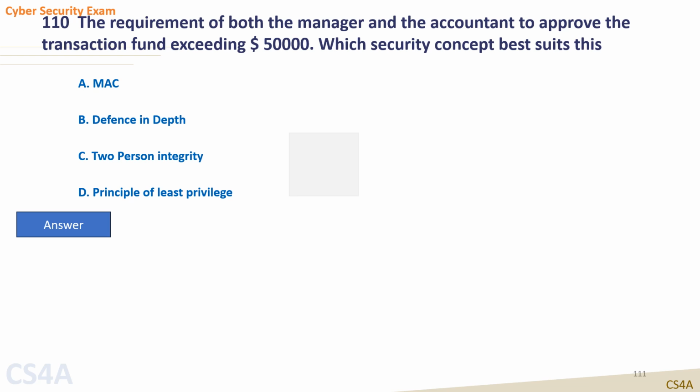Two-person integrity, that's the correct answer, because two-person integrity states that if you want to do any single operation, it needs to be accompanied by two persons to avoid financial fraud or to maintain the integrity or transaction integrity. So option C is the correct one. Principle of least privilege is not the correct one.